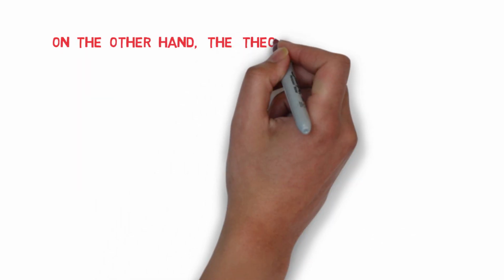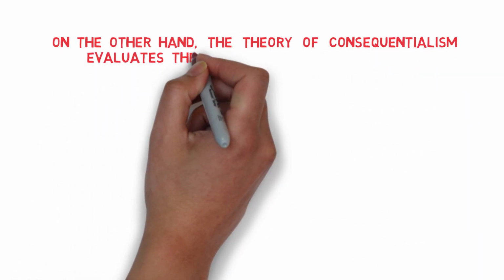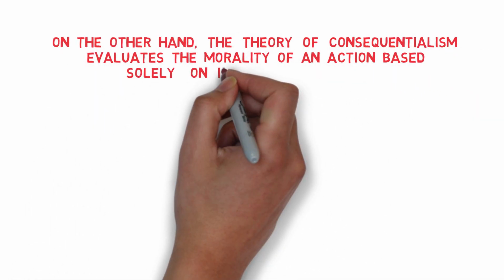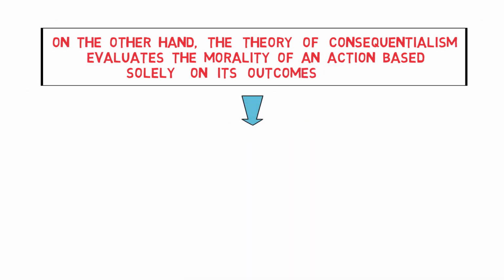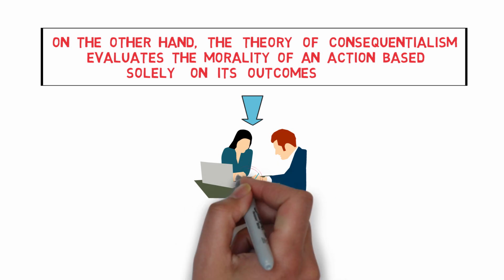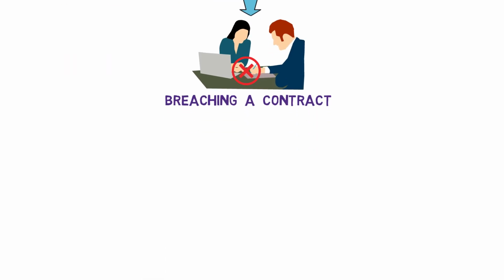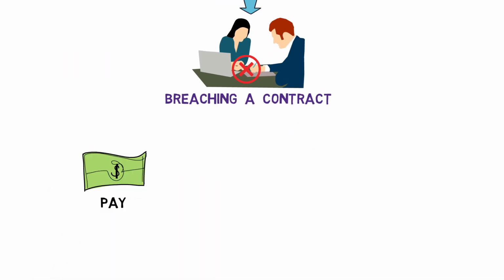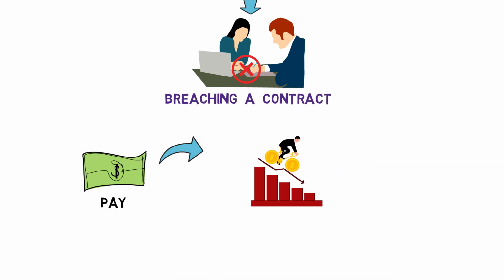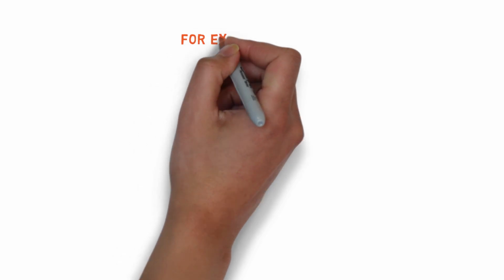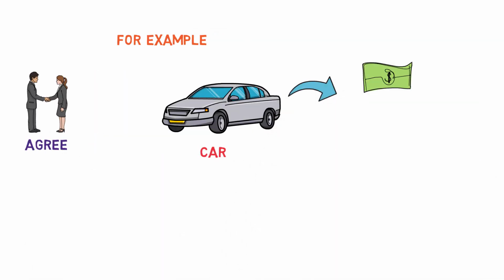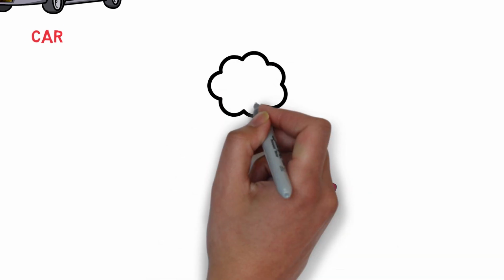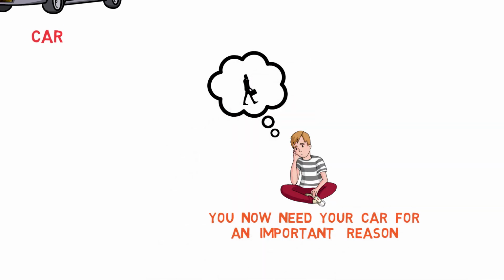On the other hand, the theory of consequentialism evaluates the morality of an action based solely on its outcomes. Theoretically, according to this theory, there should be nothing wrong with breaching a contract as long as you're willing to pay for the damages, thus making the other party whole. For example, say you agree to rent your car out for a month for $500, but assume you now need your car for an important reason.